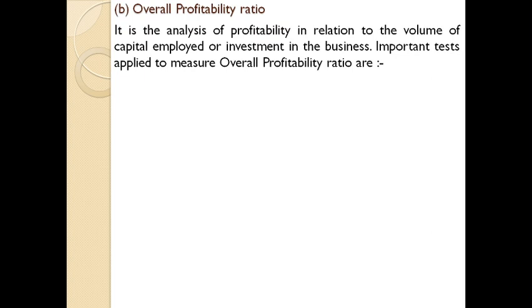Overall profitability ratios. As we all know, profits are the measure of overall efficiency of a business. We all know the concept. The higher the profit, the more efficient the business is considered. For example, if company A earns a net profit of rupees 50,000, while another company B earns a profit of 40,000, it is evident that company A is better.